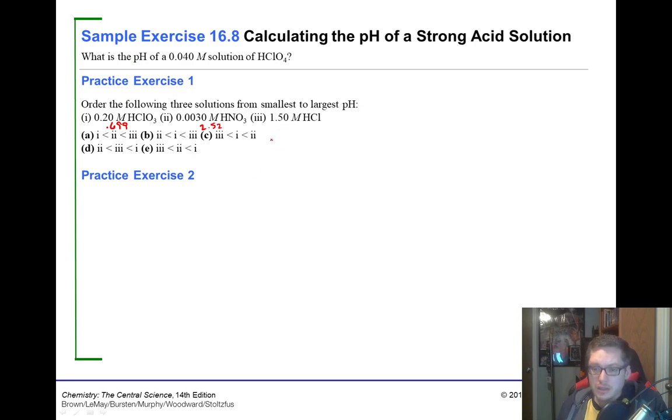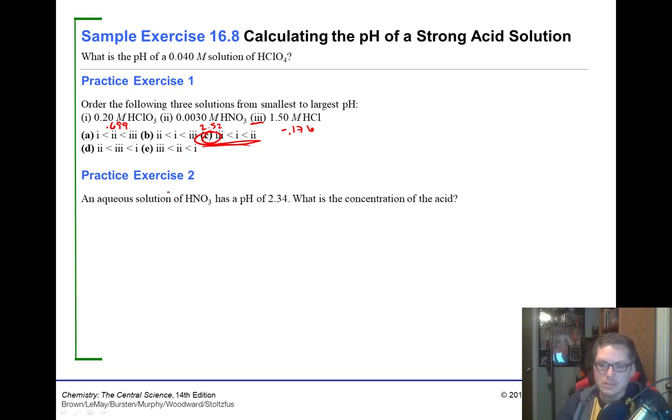And then the negative log of 1.5. Oops, this will actually be a negative number, pretty sure. Yep, negative 0.176. So smallest to largest, the smallest would be 3, and then 1, and then 2. So 3, 1, 2. Answer C. There's your winner right there.